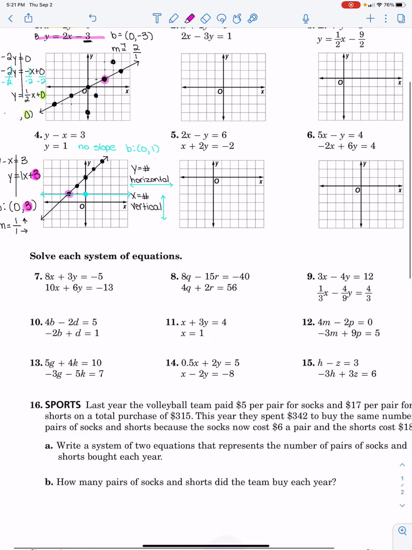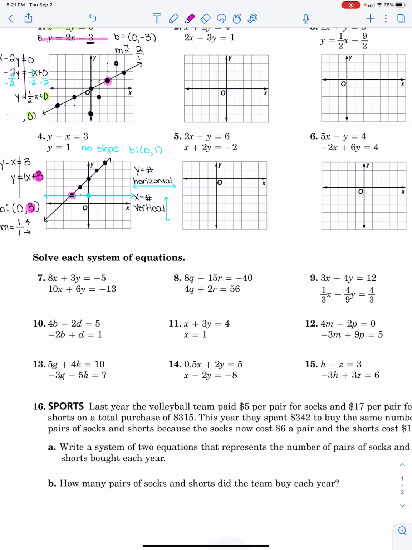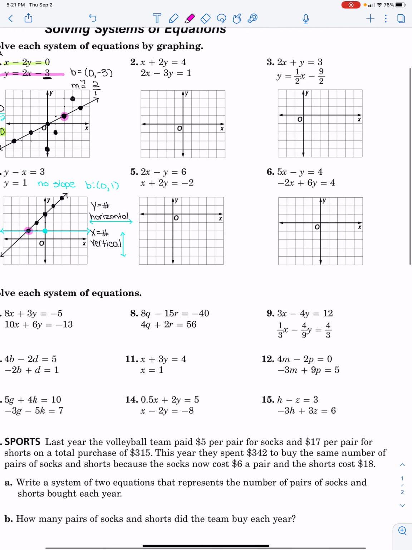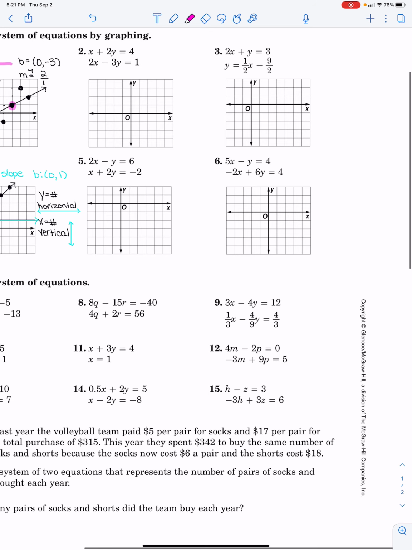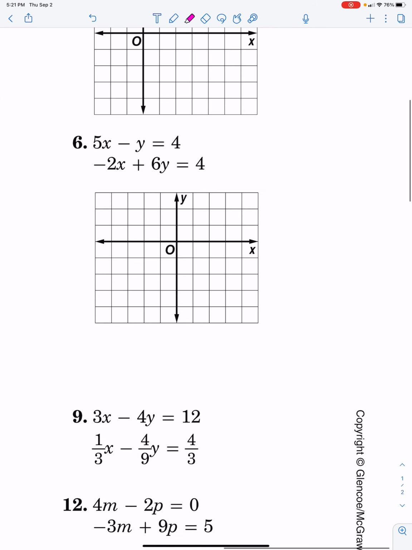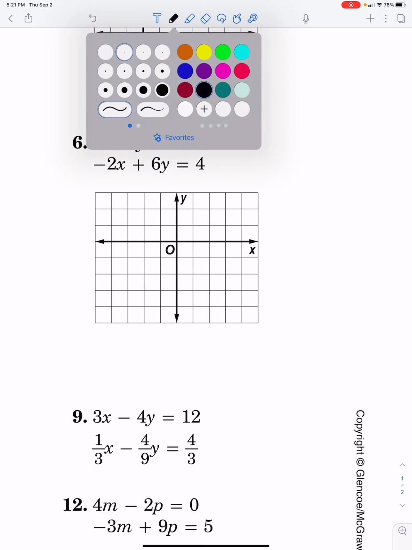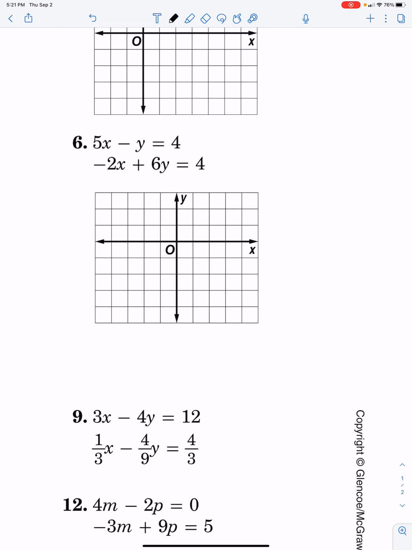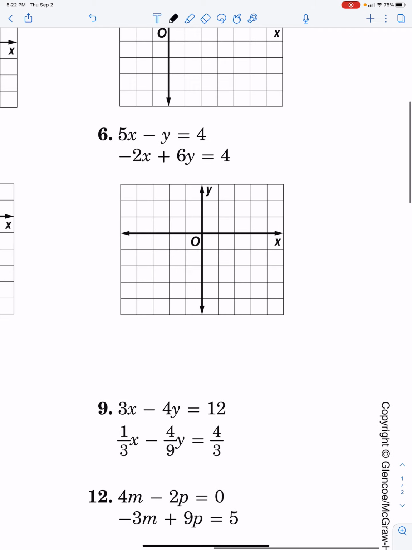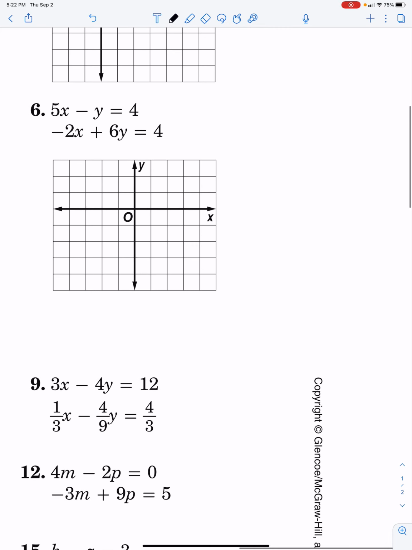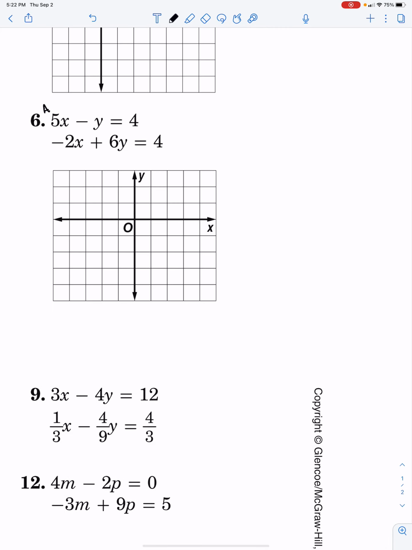All right, the next one that I'm going to do is going to be number 6. That's going to leave you 2, 3, and 5 to go back and practice with. So problem number 6. We have equation A and we have equation B. Neither one of them is in slope-intercept form, so let's start with equation A right here.